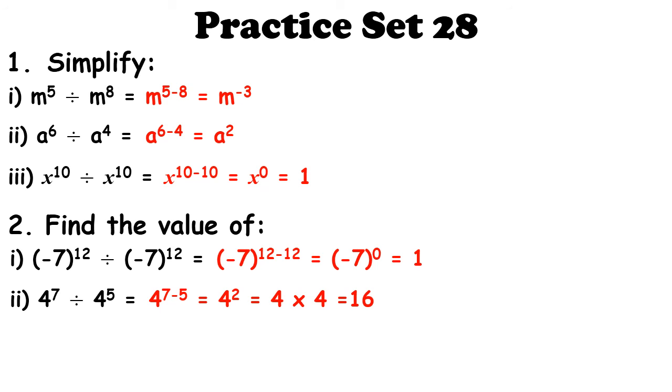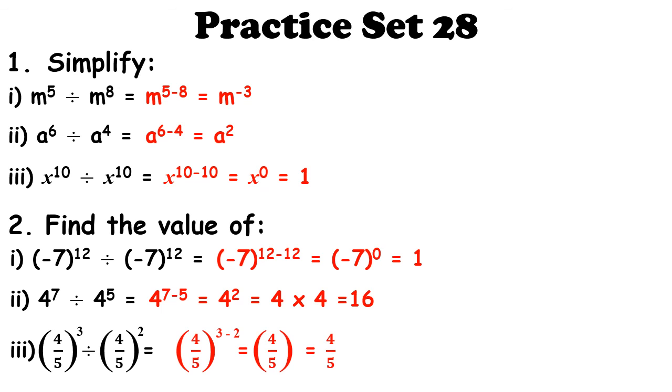It can also be written as 4 multiplied by 4, which is 16. Let's solve one last sum. 4 upon 5 cube divided by 4 upon 5 square is equal to 4 upon 5 the whole raised to 3 minus 2, which is equal to 4 upon 5 raised to 1. Any number raised to 1 is the number itself. So the answer will also be 4 upon 5.